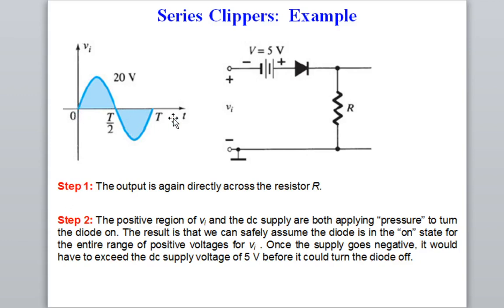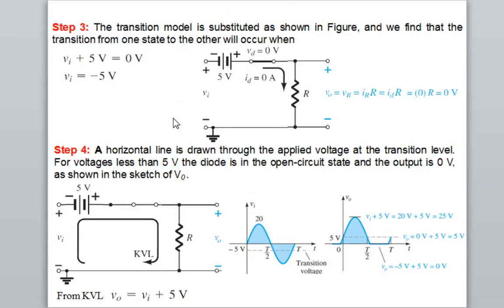So what will I do now? Step 3, transition voltage. Vd is equal to 0, Id is equal to 0, so this voltage is equal to 0. Now if you apply Kirchhoff's voltage law, Vi plus 5 is equal to 0, so Vi is equal to minus 5 volt. That means the transition voltage is minus 5 volt.